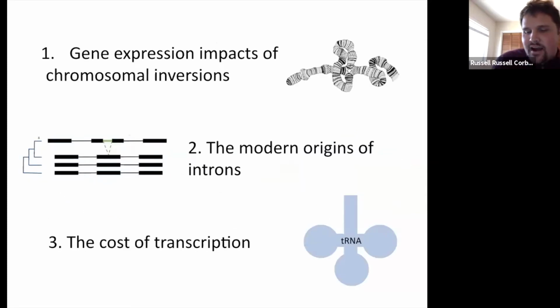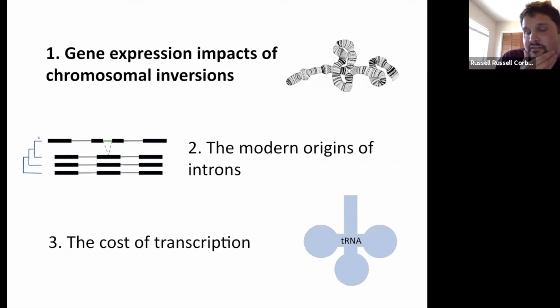And with that, the talk is going to be structured into 3 chapters, if you will. The first is about the gene expression impacts of chromosomal inversions. The second is called the modern origin of introns. And finally, we'll deal with our recent work on tRNA mutation rates, and I'm calling it cryptically the cost of transcription. And don't worry too much if these don't make sense yet. As I get to each chapter, I'll spend a minute to introduce it and what exactly I'm talking about, so it'll become clearer as we go. And with that, we'll get started on the first one here, the gene expression impacts of chromosomal inversions.